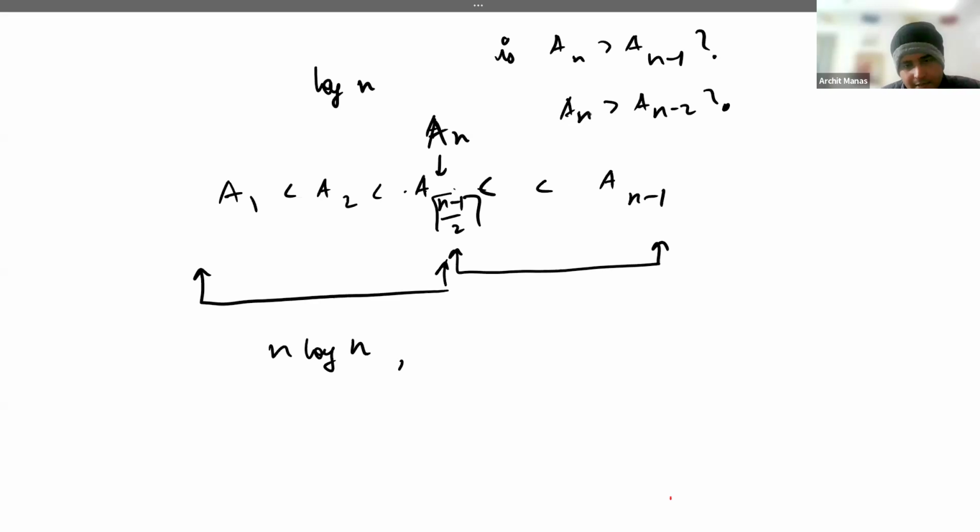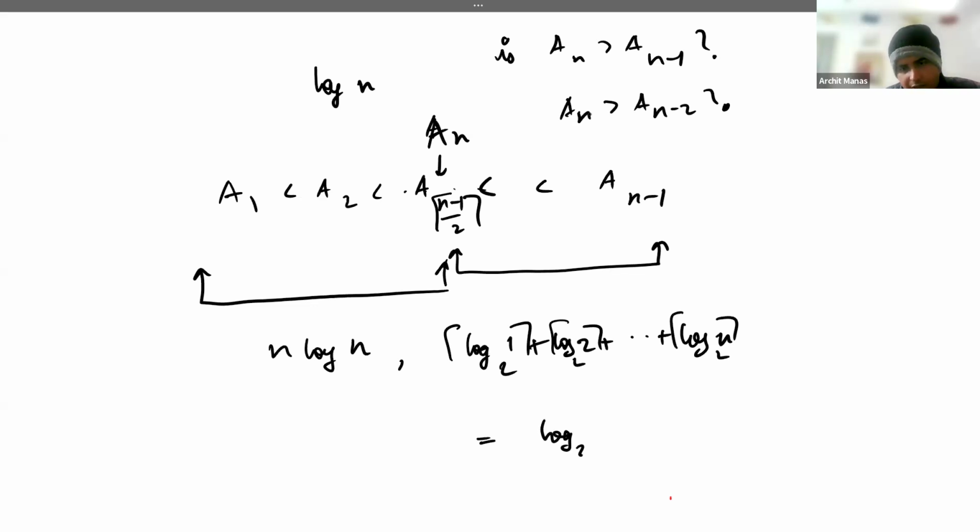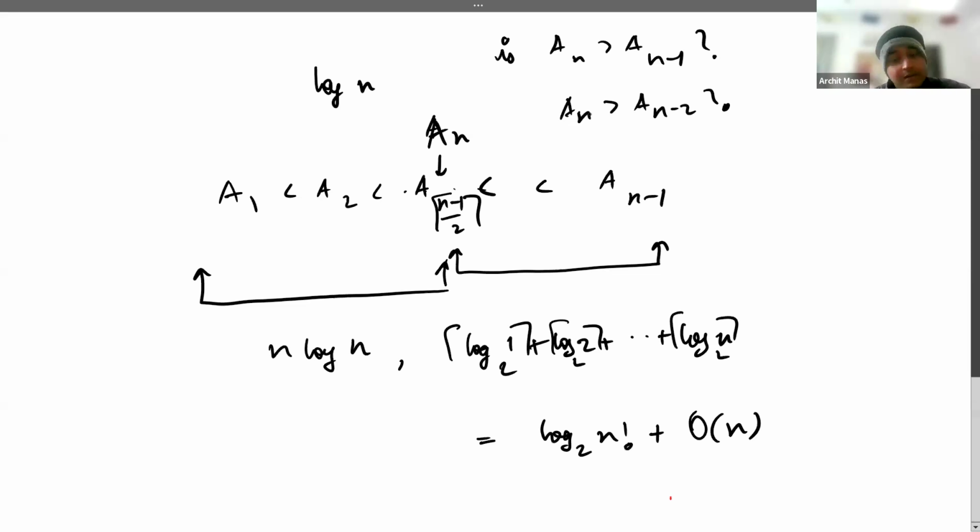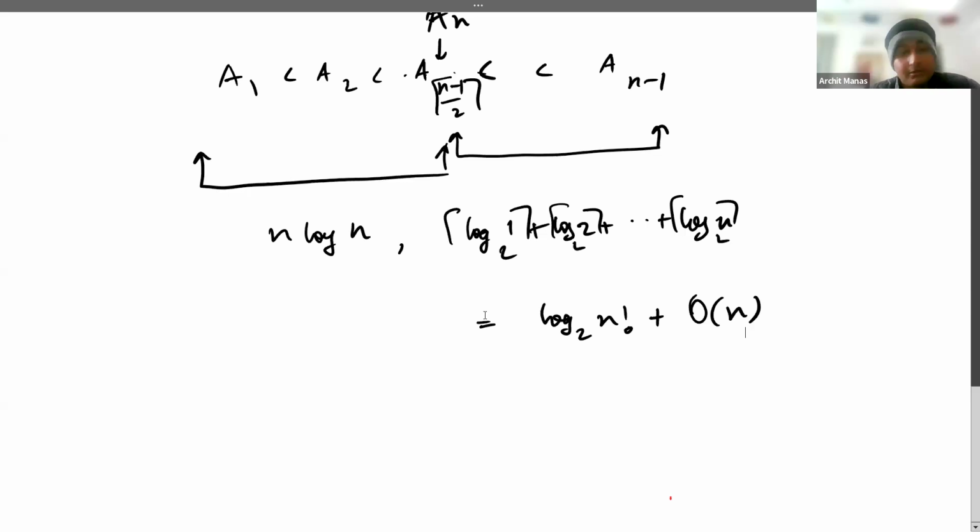But to be more precise, you would get something like log 1 plus log 2 all the way to log n. And then maybe you just put ceiling everywhere just to make it precise. This is, of course, log base 2 of n factorial plus maybe something like n. So we have this algorithm that is able to actually find this ordering recursively by using a binary search in the recursive step.